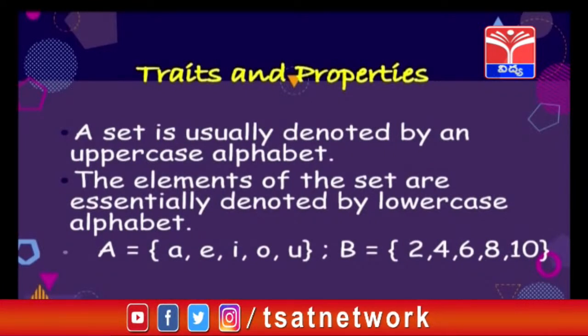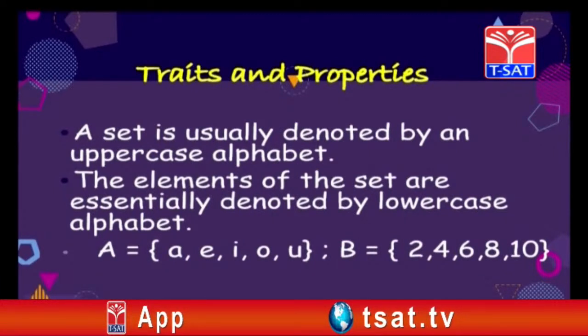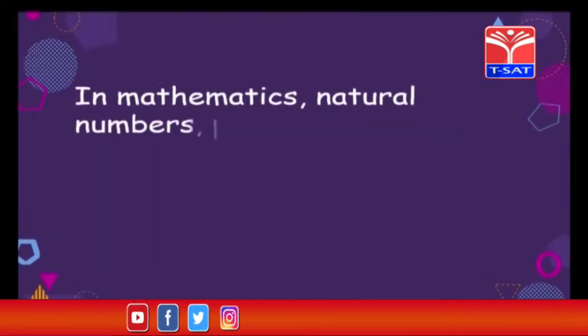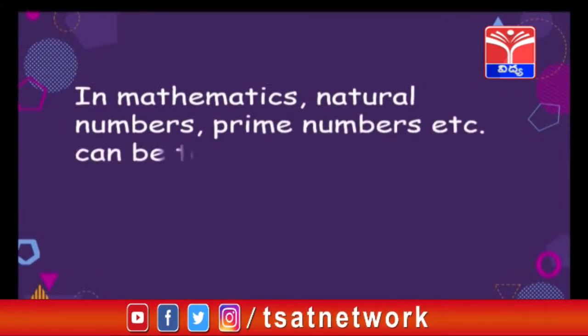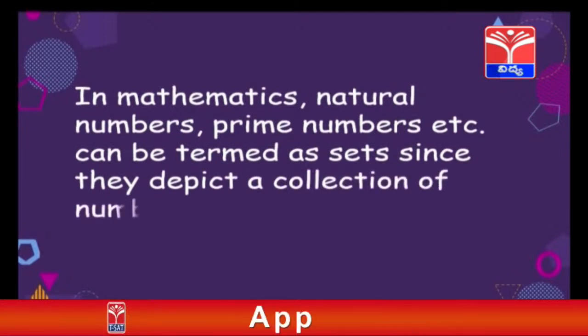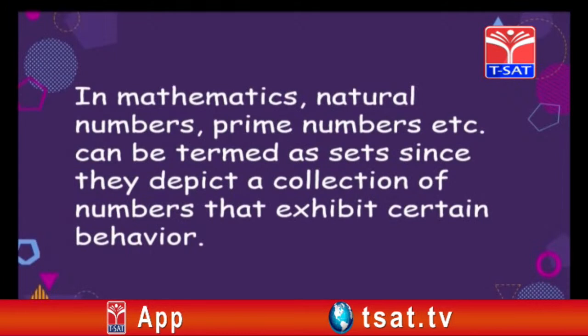If we take the second example, the first 5 even numbers, they are 2, 4, 6, 8, 10. So, set B consists of the elements 2, 4, 6, 8 and 10. In mathematics, natural numbers, prime numbers, etc. can be termed as sets, since they depict a collection of numbers that exhibit certain behavior.